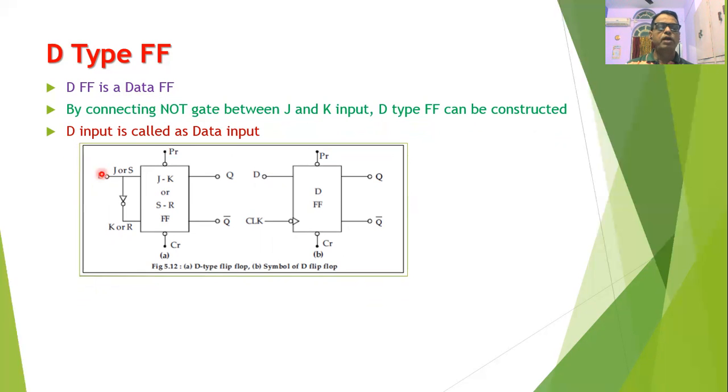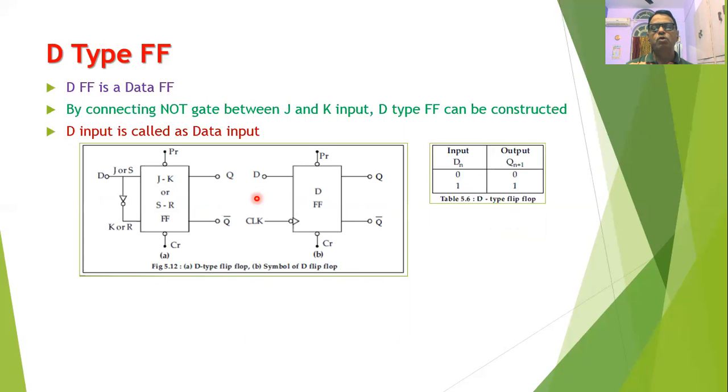As shown in this diagram, we have simply connected one NOT gate between J and K, and there is only one input D, where we can apply 0 or 1. Such a flip-flop is called a D-type flip-flop. When D is equal to 0, one can easily observe J will be 0 and K will be equal to 1, and therefore the output Qn plus 1 will be equal to 0. When D is equal to 1, then J is equal to 1 and K is equal to 0, and therefore the output Qn plus 1 is equal to 1.